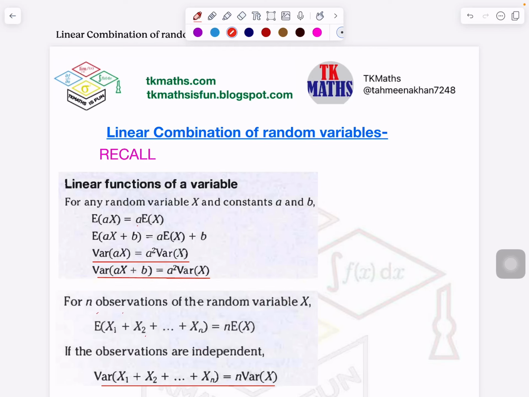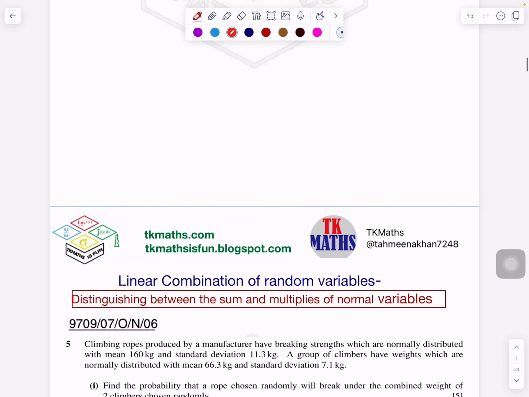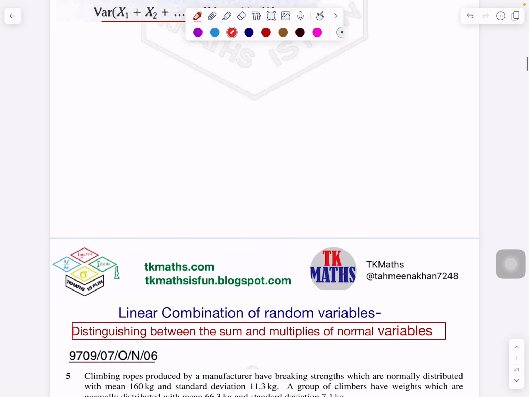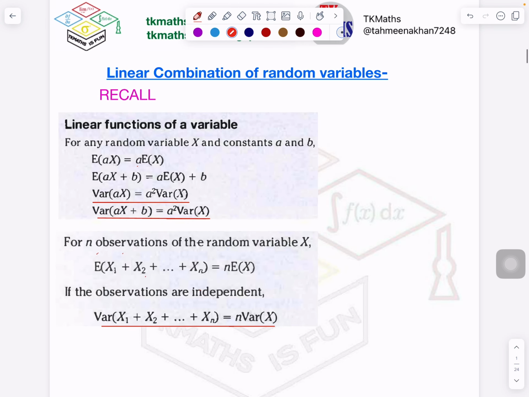In today's video, I'll explain a question on linear combination of random variables, which is part of the A-level mathematics syllabus, code 9709, paper 6, statistics S2. In this question, the focus is on distinguishing between the sum and multiples of the normal variable. You need to recall these formulae whenever you are solving a question on this topic. The important thing I have highlighted is my focus in this video.